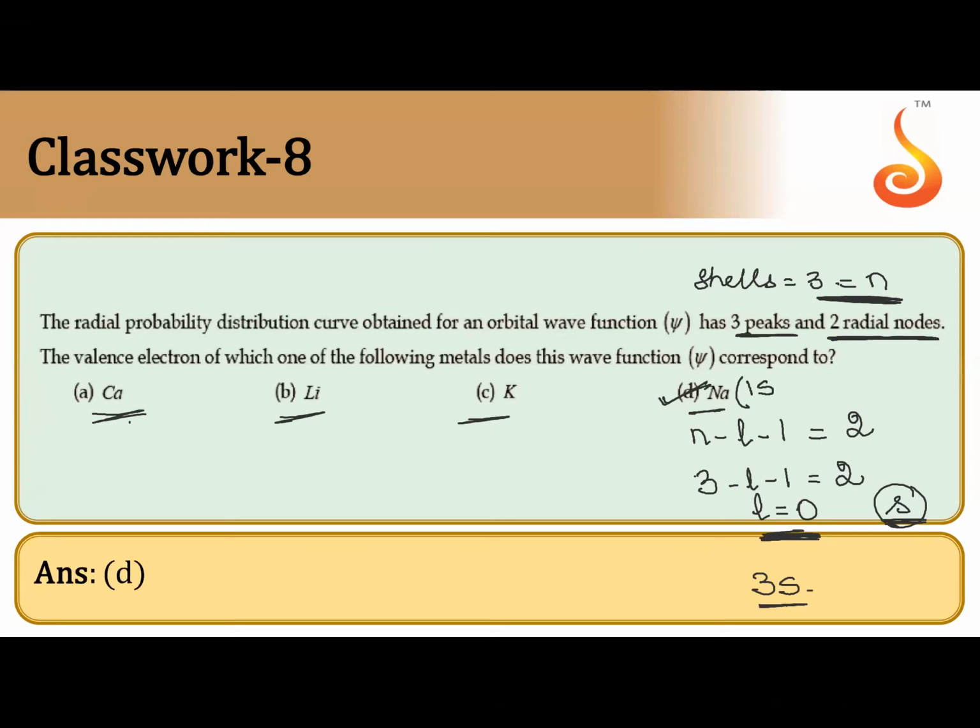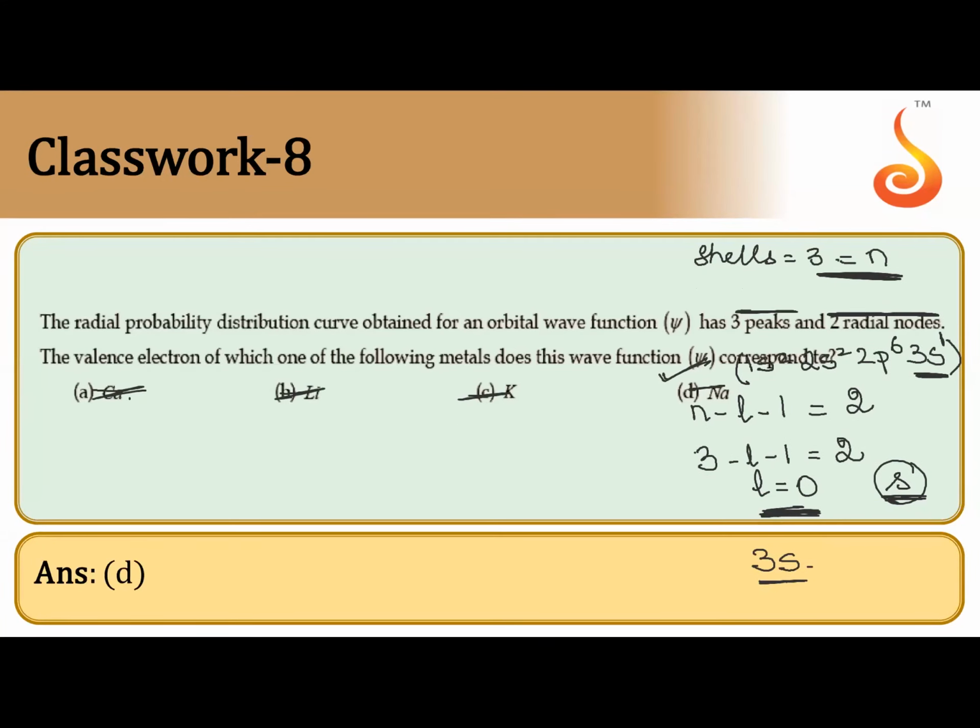So sodium is 1s2, 2s2, 2p6, 3s1. So the valence electron is present in 3s1, the last one. That's how we selected that answer.